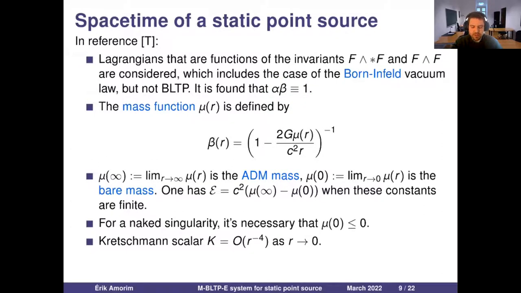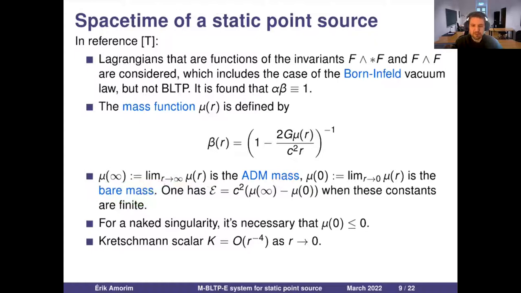And there's meaningful things to be said about the mass function. I'm calling the mass function mu. The mass function is defined using the second metric coefficient, the beta, according to this definition. This is the standard definition of the mass function. Mu of infinity, so the limit of mu as r goes to infinity, is the ADM mass. And Tafel and Darzadeh call mu of zero the bare mass. You can maybe think of it as the mass that's contained at the location of the particle itself, right? It's the value of the mass function at zero.